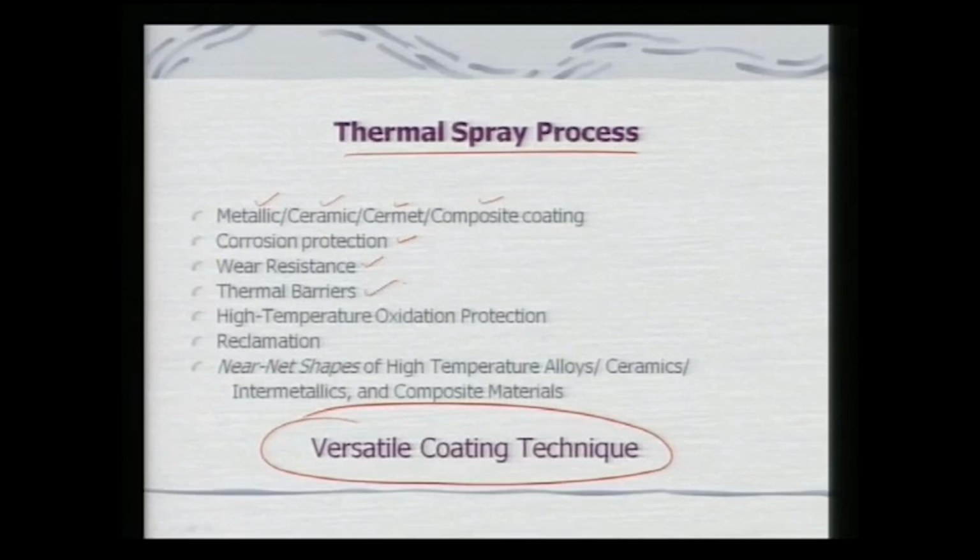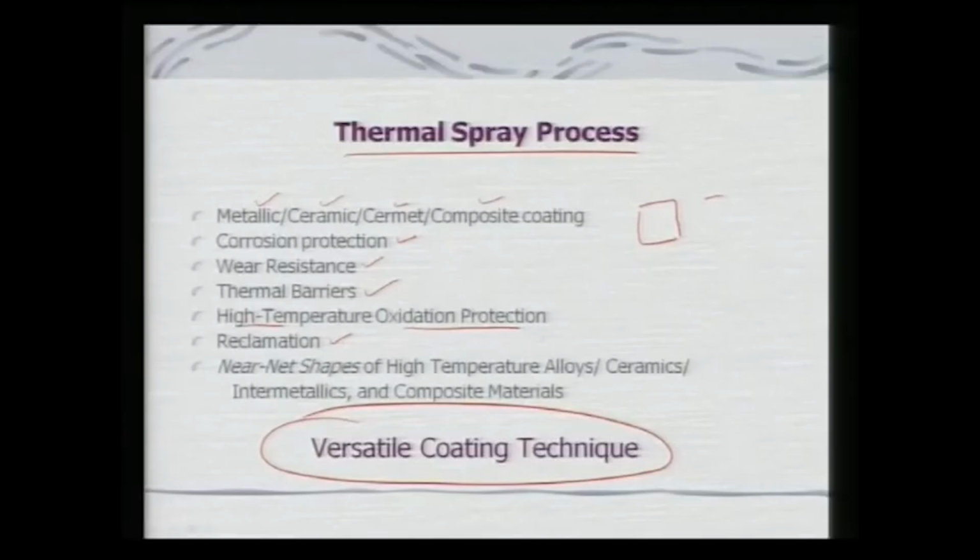It can also provide thermal insulation such as thermal barrier coating. It can provide oxidation protection by providing high temperature oxidation resistance. It can also be utilized for reclamation. Reclamation is nothing but repair of a damaged surface. If a particular part is damaged, it is better to reclaim it instead of making a new part again. So, we save the money, the cost, as well as time.